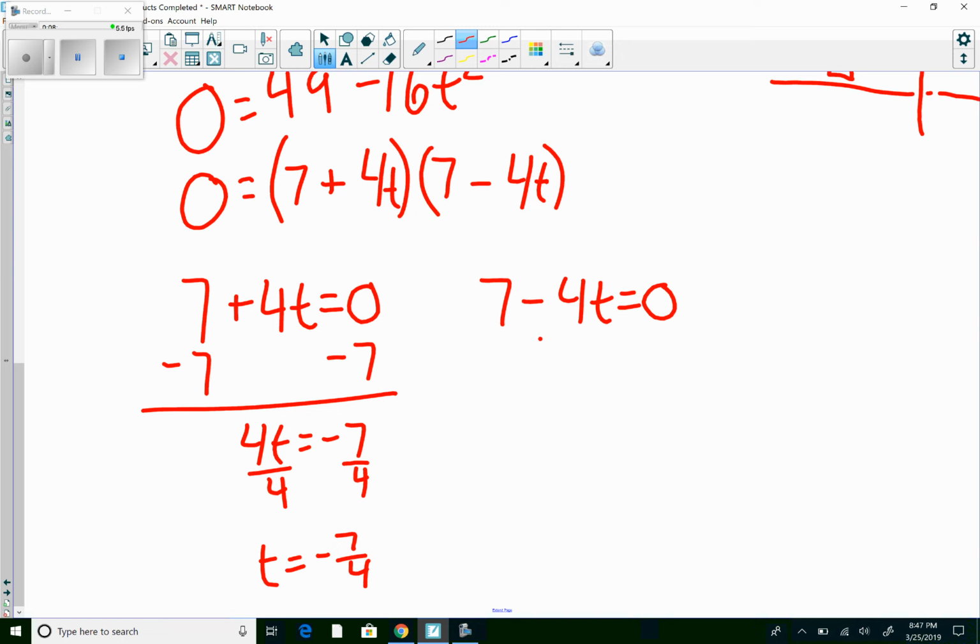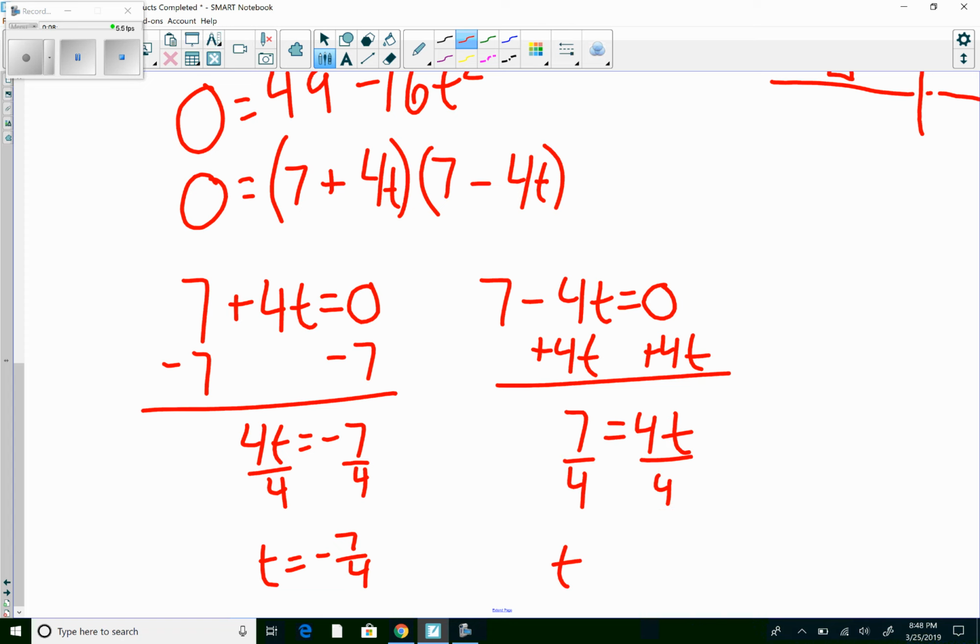Now I'm going to do this just slightly differently than normal. I'm going to add 4t over to the other side just because I want my t to be positive. Let's divide both sides by 4. So now I come up with t equals, same kind of idea, 7/4.